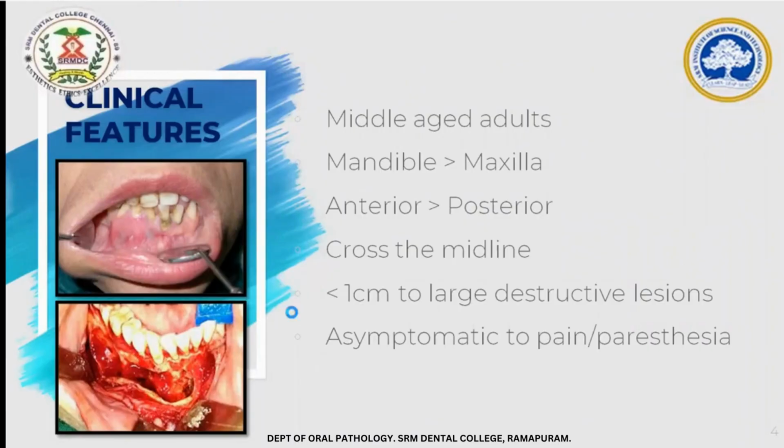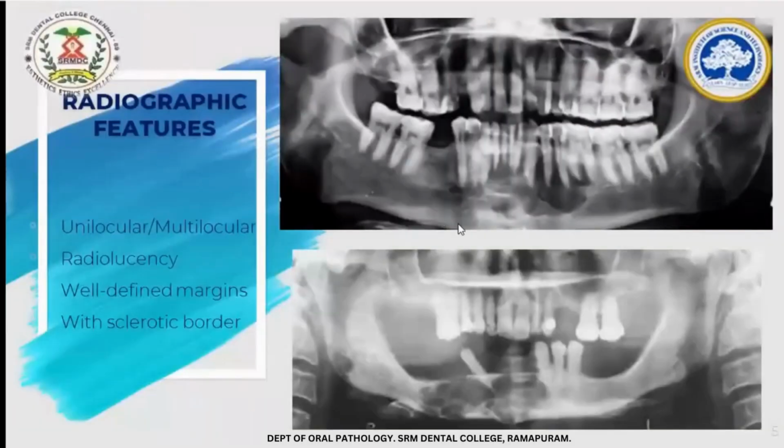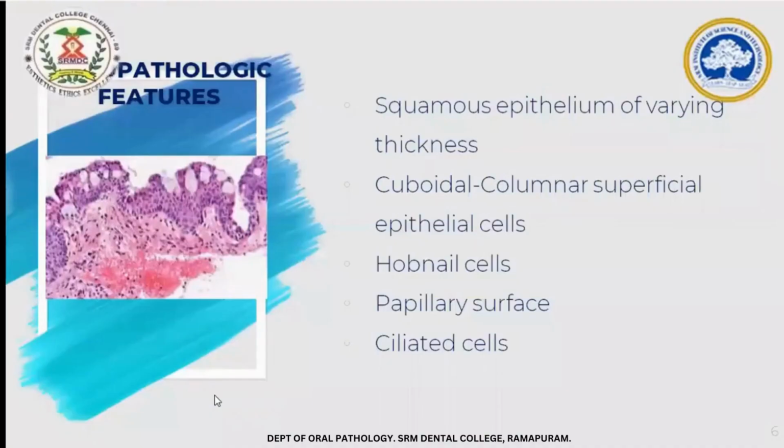Moving on to the radiographic features. This usually presents as a unilocular or multilocular radiolucency in the anterior mandible with well-defined margins and sclerotic borders. Now, the important part of it is the histopathology. Any cyst, as you all know, is lined by cystic lining epithelium and then a fibrous connective tissue capsule. That lining epithelium may be of varying thickness with cuboidal to columnar superficial epithelial cells, and on the surface you might have varied presentations.